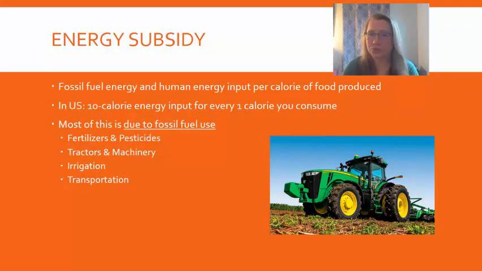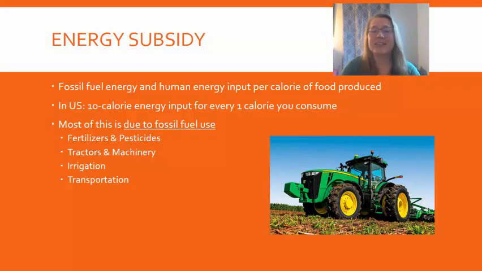Now, in order to produce all of this extra food, it's going to take more energy. And that's where this idea of an energy subsidy comes in. So fossil fuel energy and human energy is needed for each calorie of food that is produced. Now remember, a calorie is a term that describes the amount of energy that's required to raise the temperature of 1 gram of water by 1 degree Celsius.